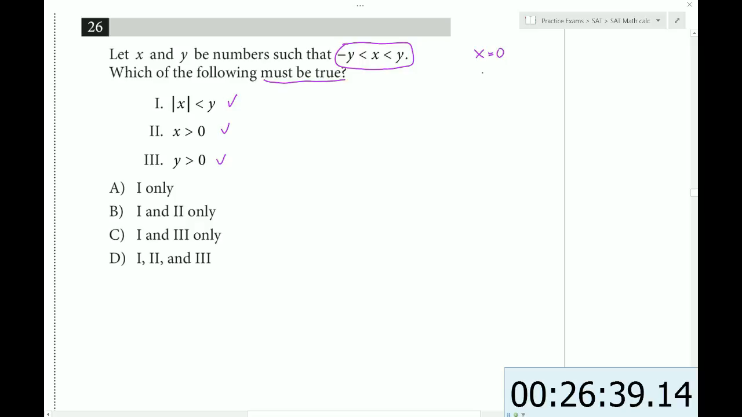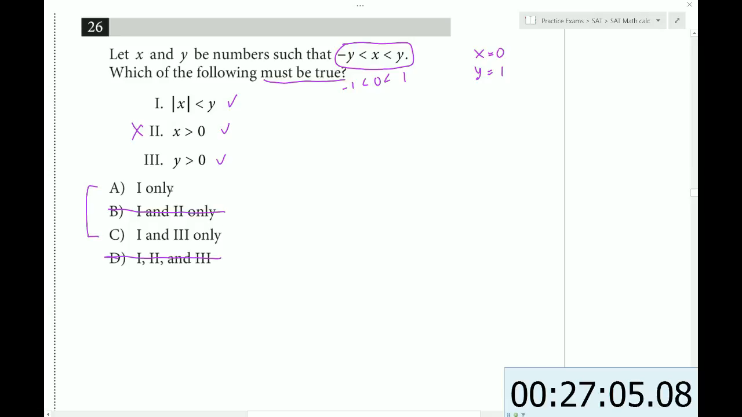How about if x equals 0 and y equals 1? Would that work? 0 would be less than 1, and this negative 1 would go here. So that's another way to do it. So I learned now that x does not have to be greater than 0, and that x is a permanent x. So now I know 2 is out, so I can eliminate any choices that involve 2.